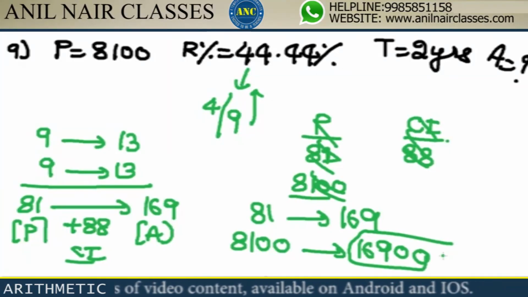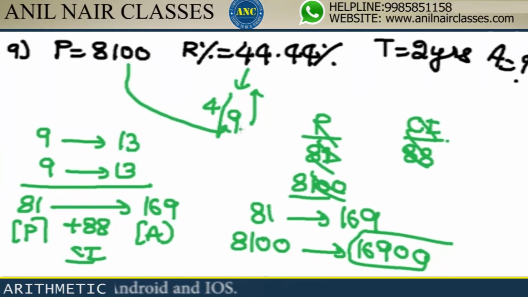I hope this method is clear. Now, you might ask me a doubt, Anil sir, here 8100 is a multiple of the denominator 4 by 9, what if it is not a multiple? Write down the 10th question, sir.